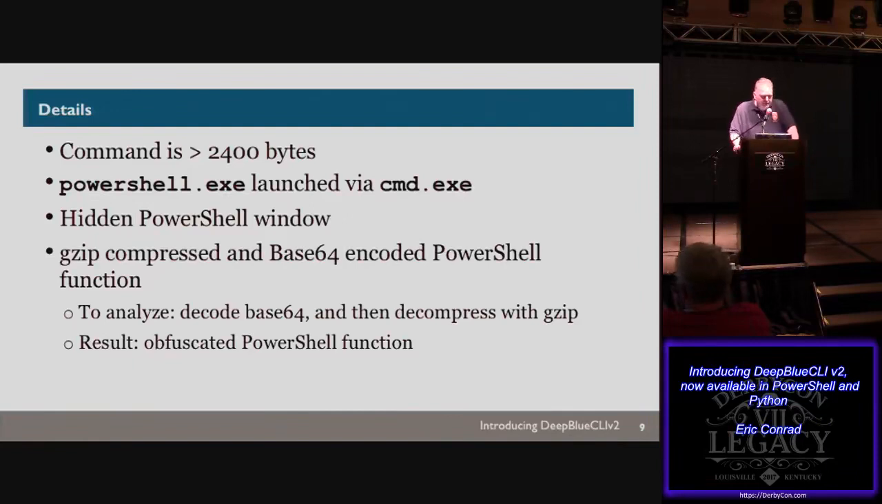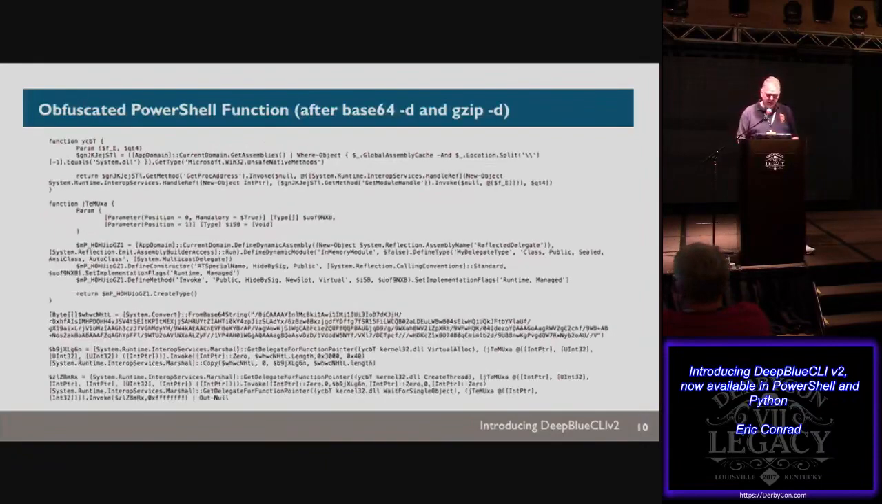It's a hidden PowerShell window, gzip compressed and base64. Why are they gzip compressing and base64ing? Well, the gzip makes the whole thing smaller, so they can fit more in the command line. And base64 adds a very simple layer of obfuscation, which helps further hide from your other endpoint protection suites, your antivirus, etc. And here's an even bigger eye chart.